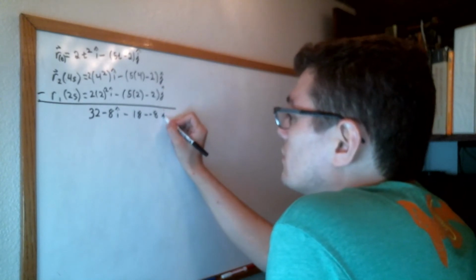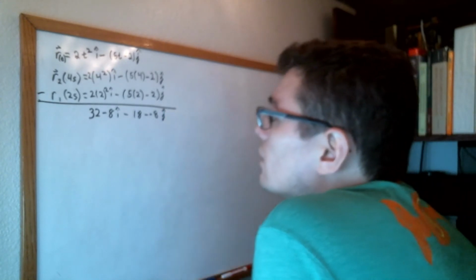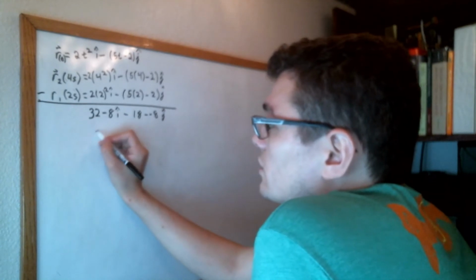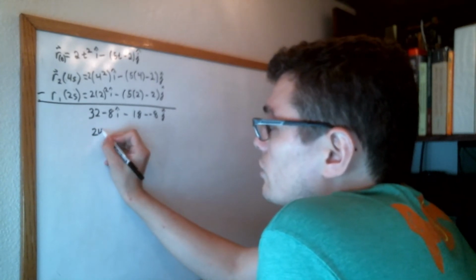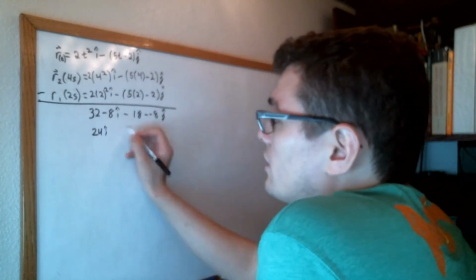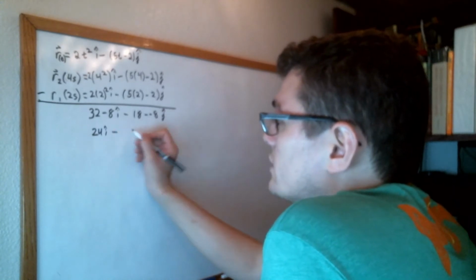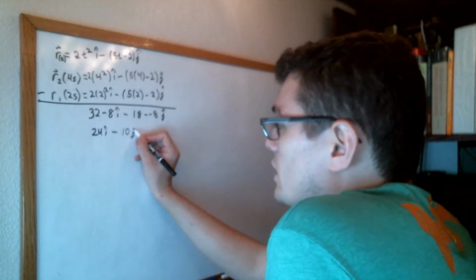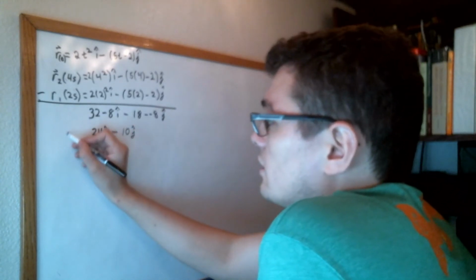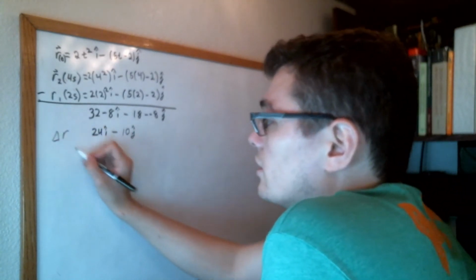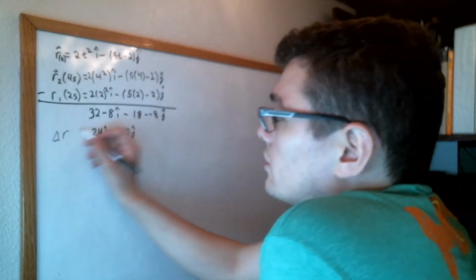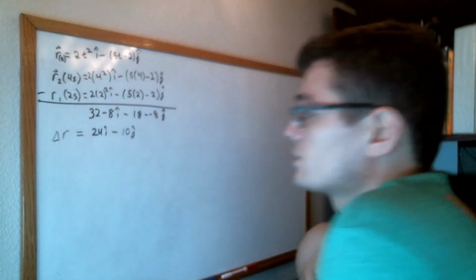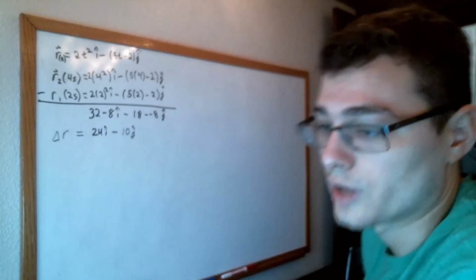And so this is going to be 24 i hat minus, and then this is going to be 10 j hat. And so then delta r between these two is going to be equal to this. And that's going to be our answer for part A.